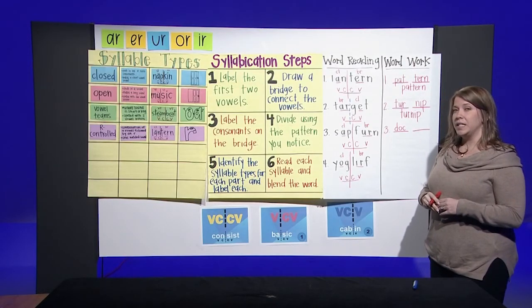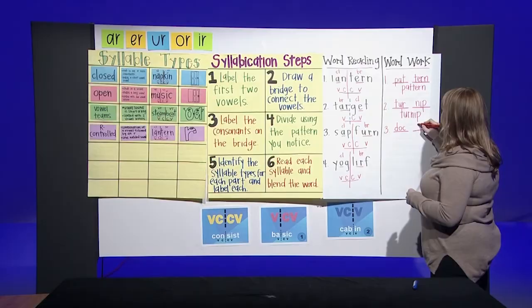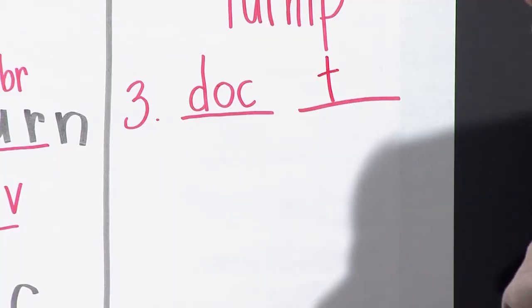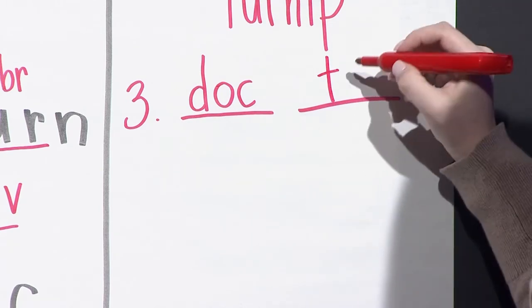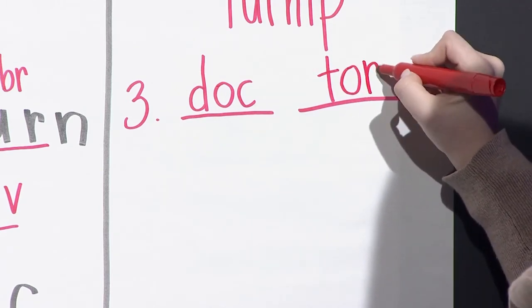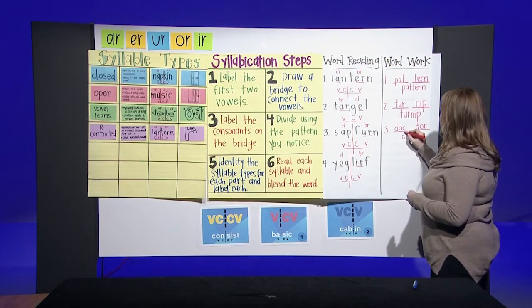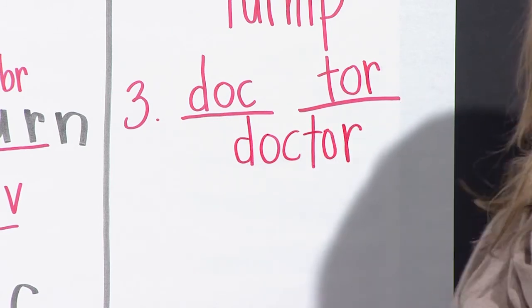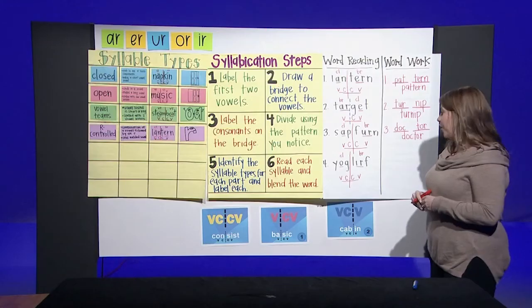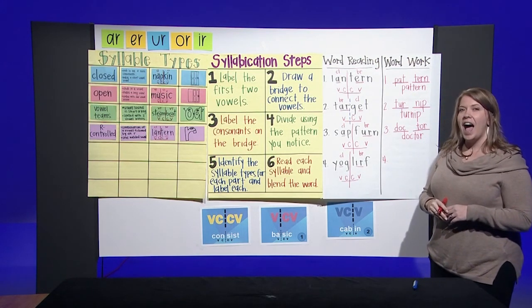Our next syllable is tor. T-or. T-or. I hear t. And then I know I'm going to use one of my R-controlled patterns. Or. Is that what you have? Good job. Let's put it together. Doctor.